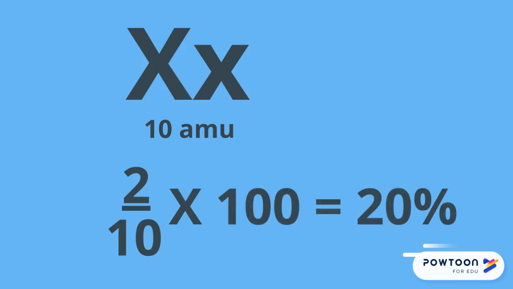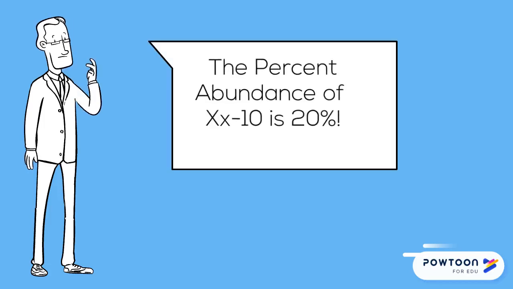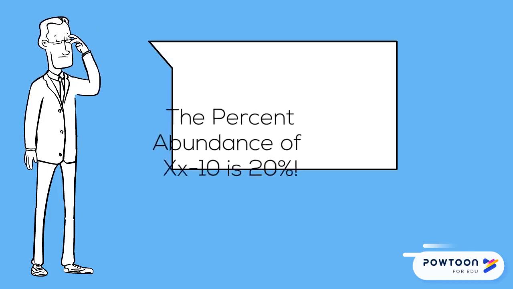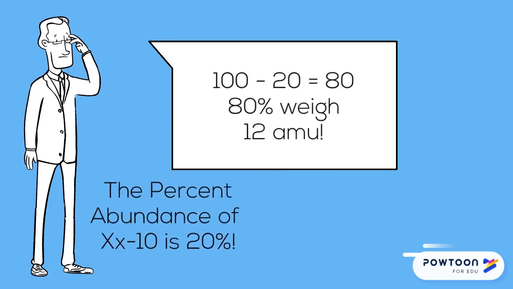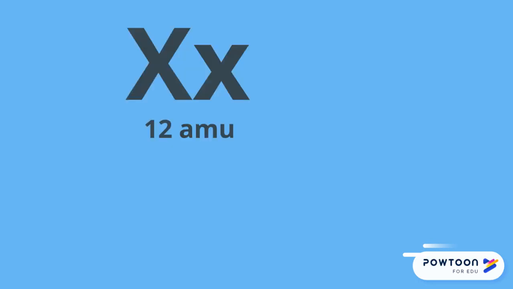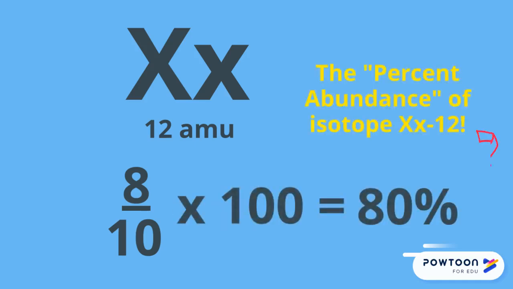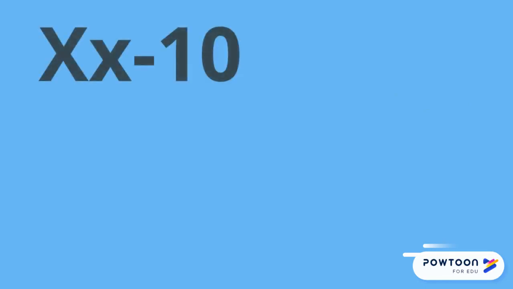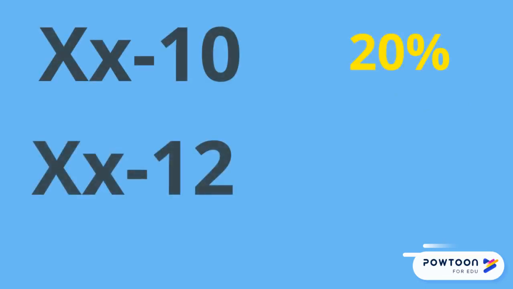If there are only 2 isotopes, like in this example, we can determine the percent abundance of the other isotope by subtracting the first from 100. So 80% of the isotopes in this example weigh 12 AMU. We could also calculate this value like we did for the 10 AMU isotope. In this case, the math would be 8 divided by 10 equals 0.8. And then we'd multiply by 100 to get 80%. So the percent abundance for XX10 is 20% and XX12 is 80%.